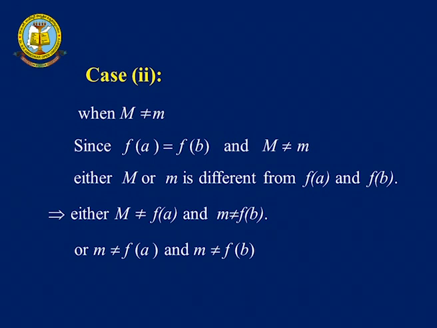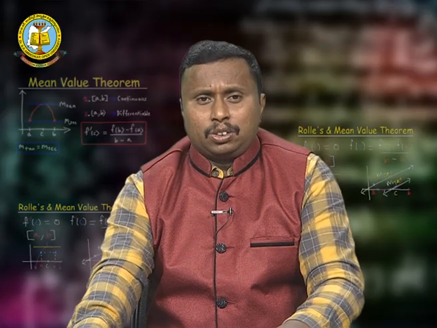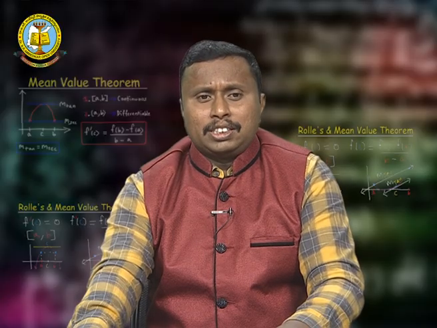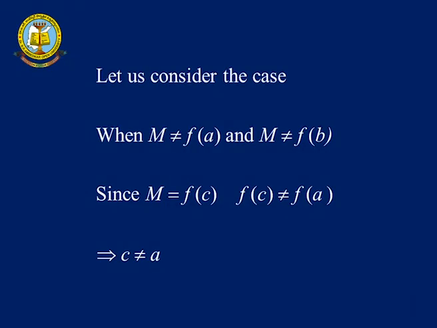When infimum is not equal to supremum, let us consider that capital M is not equal to f(a) and capital M is not equal to f(b). Since f(c) equals M, we have M equals f(c). From there we can write that f(c) is not equal to f(a), which implies that c is not equal to a.